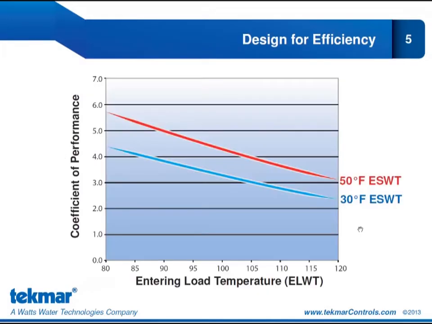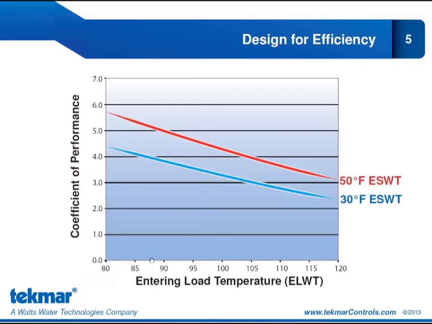So we saw this chart in the previous module. I'm just going to bring it to your attention again. We know that the efficiency of the heat pump is optimized when we have the lowest possible entering load water temperatures and the highest possible entering source water temperature. Now this is for heating only. We're talking about coefficient of performance, which is directly related to the heating cycle of the heat pump.